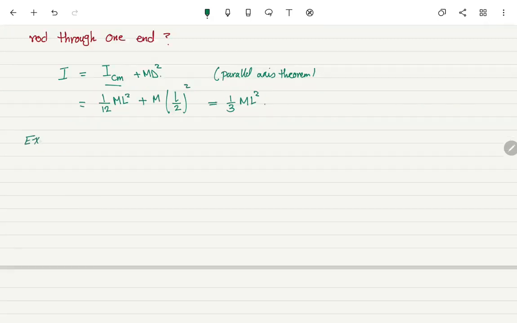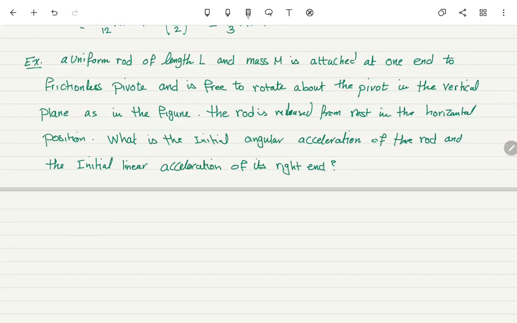Example: a uniform rod of length L and mass m is attached at one end to a frictionless pivot and is free to rotate about the pivot in the vertical plane, as in the figure. The rod is released from rest in the horizontal position. What is the initial angular acceleration of the rod and the initial linear acceleration of its right end?